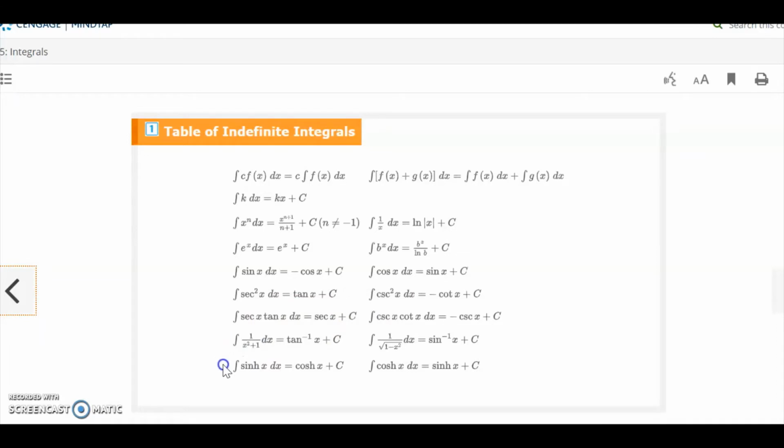And then we have some more trig that you should be familiar with. You won't need to know the last two. We won't really discuss cosh and stuff like that, so you don't need to know these ones, but be familiar with these two. So inverse tangent and inverse sine.